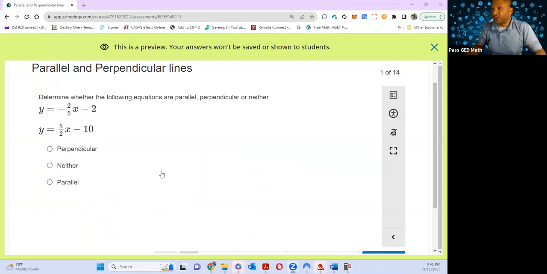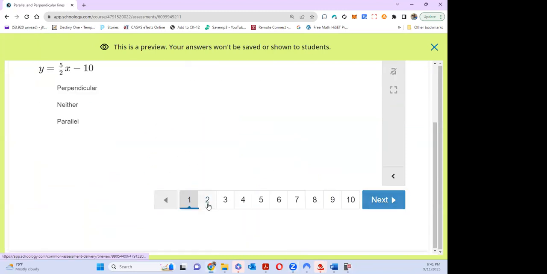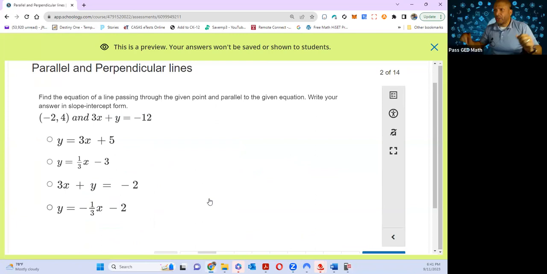So let's find a question like that. Here we go right here. Let's look at this problem: find the equation of the line passing through the given point and parallel to the given equation. Write your answer in slope-intercept form. Well, I don't know if C is the right answer, since the third one is not in slope-intercept form, but we'll see.